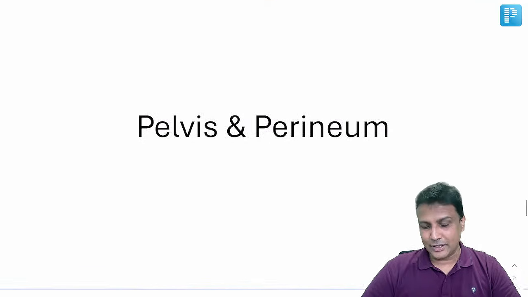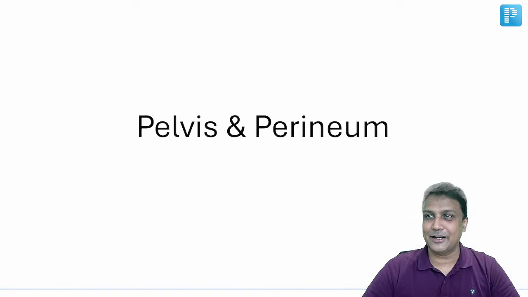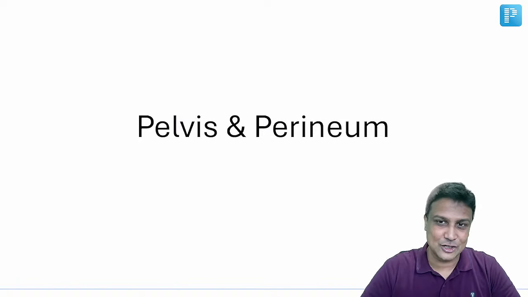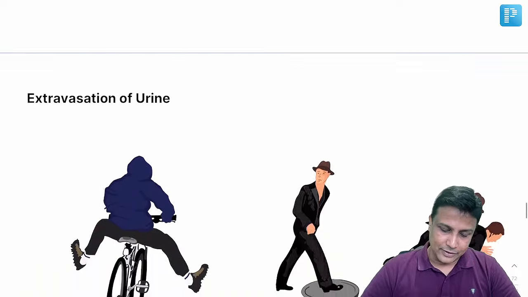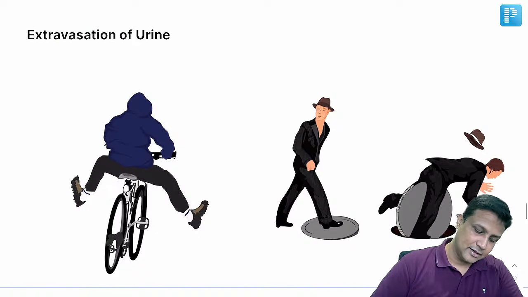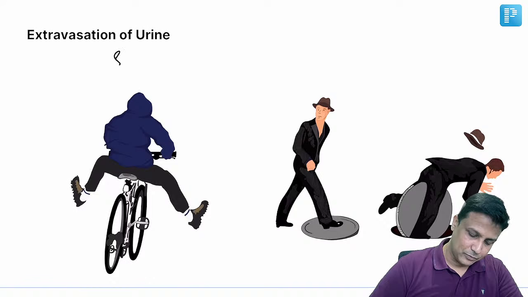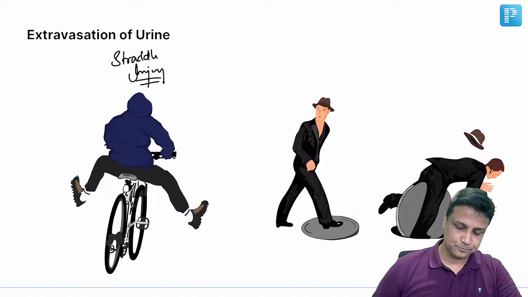Now, once you are done with this one, let us go to the next topic. That is pelvis and perineum topic. And of course, your INI-CET examiner is also interested about the extravasation of the urine. So you have to remember two cases here. Number one case here will be the straddle injury. Now, what do you mean by the straddle injury here? Riding the bicycle on the bumpy road.